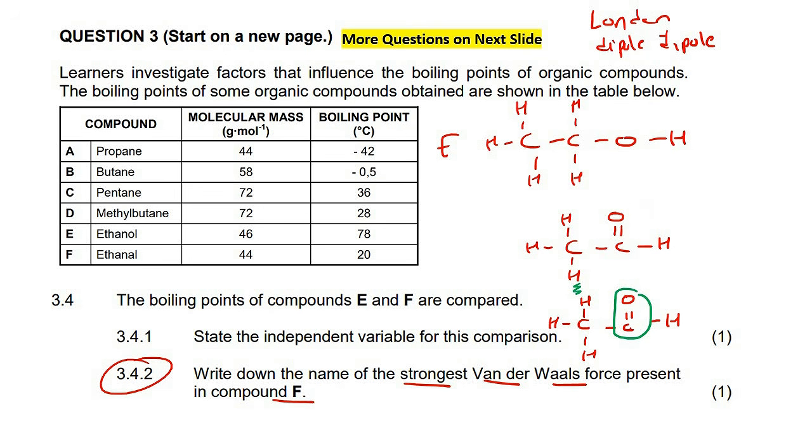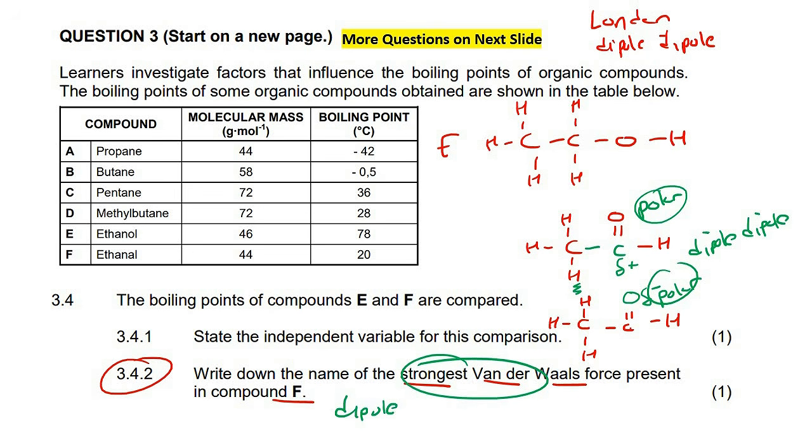causes this area to become polar. This is a nice polar area, and this is a polar area as well. Now, when you put two polar areas next to each other, they are going to attract each other, because this will be very negative, this would be very positive, for example. So there would be an attraction there. And when it's a polar and a polar, we call that a dipole force. So that is the name of the strongest one, much stronger than a London force. So you're going to say dipole.